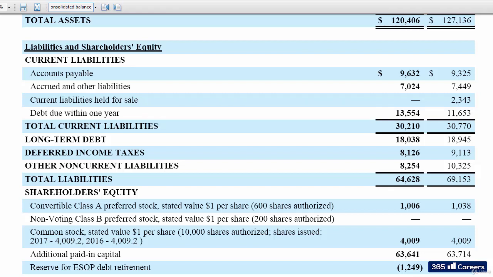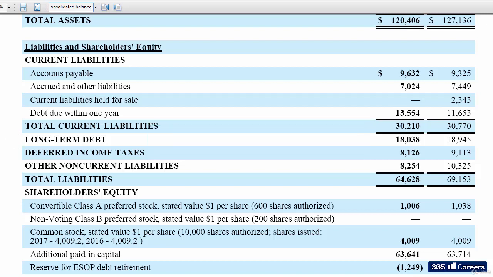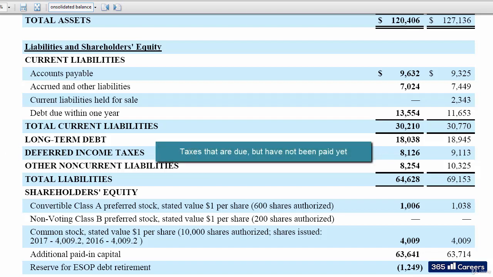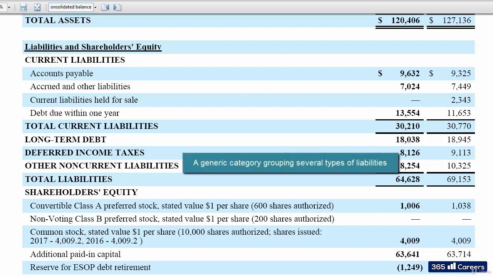Okay, perfect. Let's continue with non-current liabilities. Here we have long-term debt, representing the company's financial borrowings. Deferred income taxes are the opposite of deferred tax assets. These are taxes that are due but have not been paid yet. Other non-current liabilities is a generic category, grouping several types of liabilities.